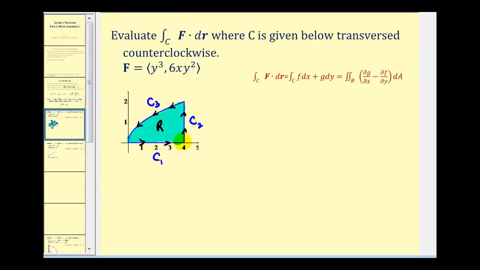So we want to evaluate the line integral where C is given below, traversed counterclockwise. Since all of the conditions for Green's theorem have been met, let's go ahead and rewrite this line integral as a double integral over the region R. This line integral here could be written in differential form as y cubed dx plus 6xy squared dy.